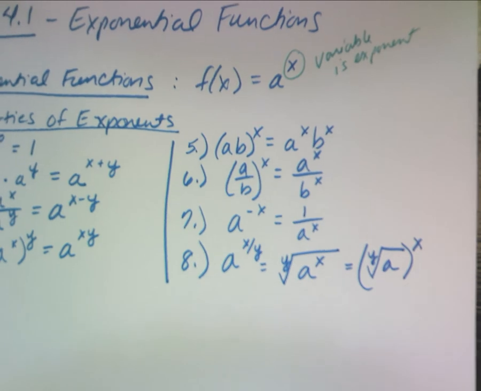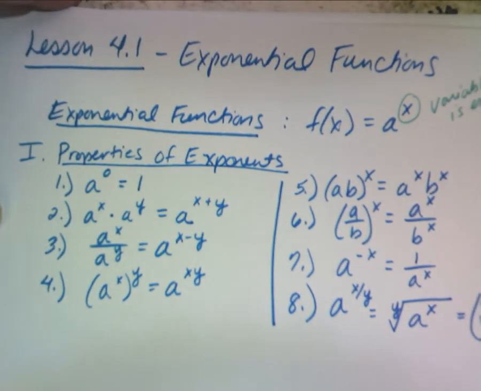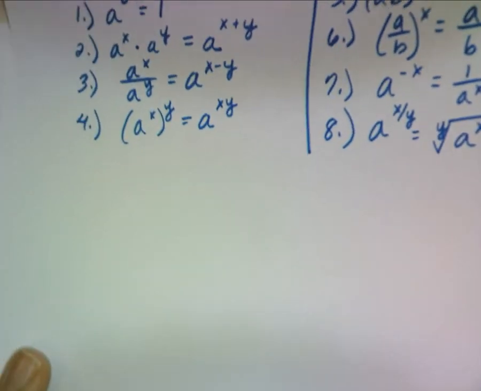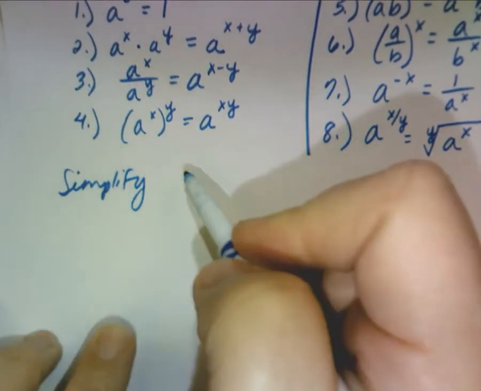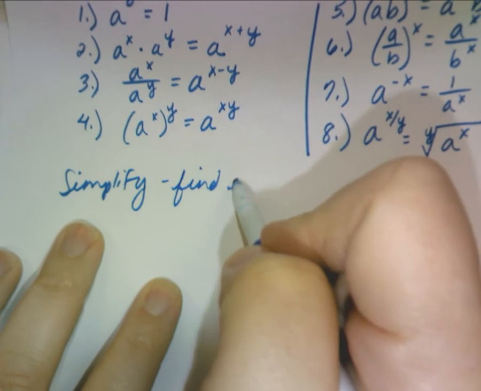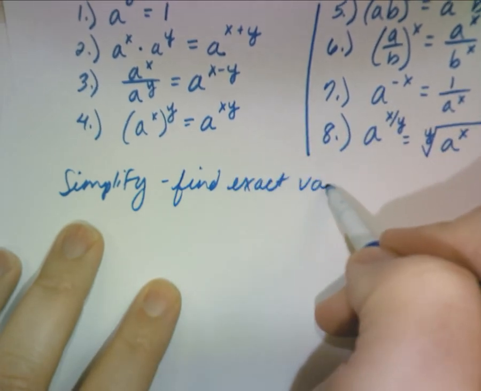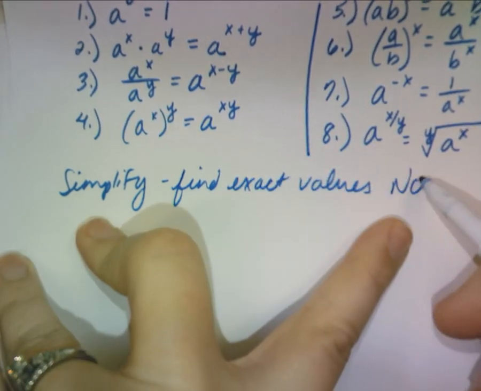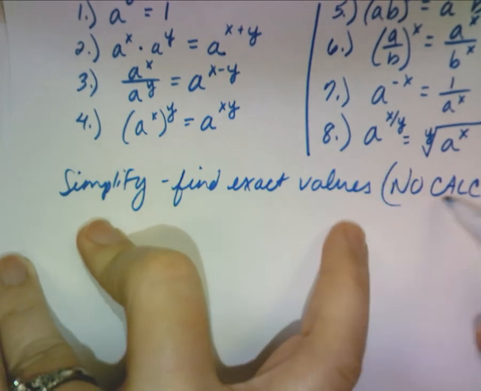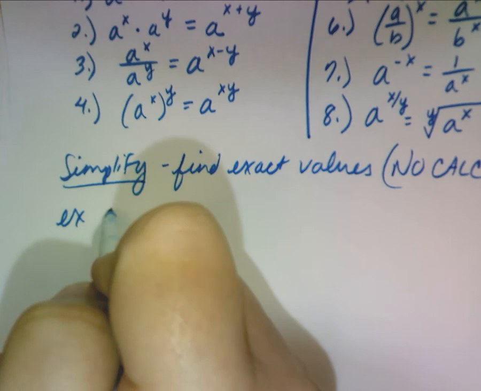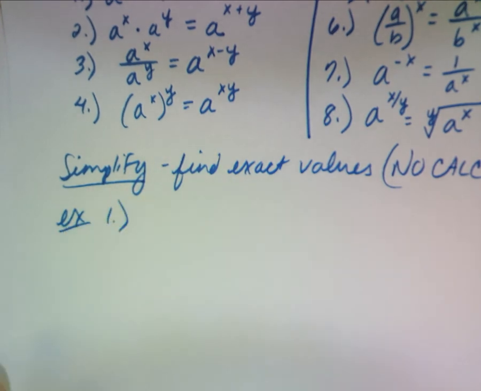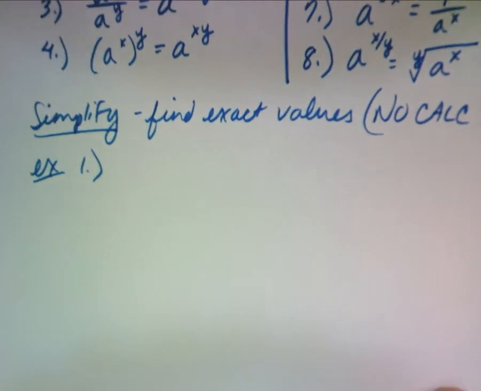Okay, so let's do some examples real quick. Your homework tonight will say simplify. You need to find exact values, and you are not allowed a calculator. So do your best tonight to not use your calculator. If you get something like 5 to the 5th power, just leave it 5 to the 5th. You don't have to actually multiply it all the way out, okay? I'm not going to be mean like that.